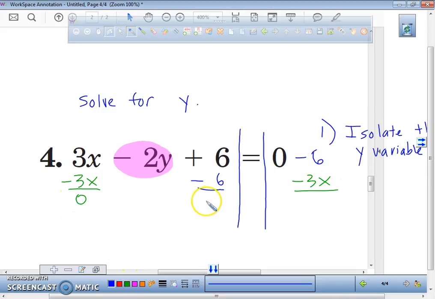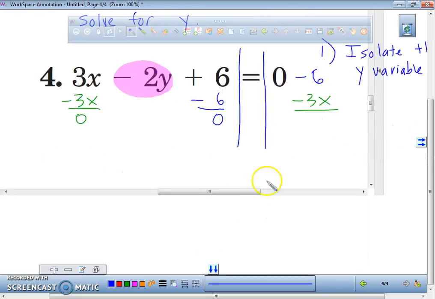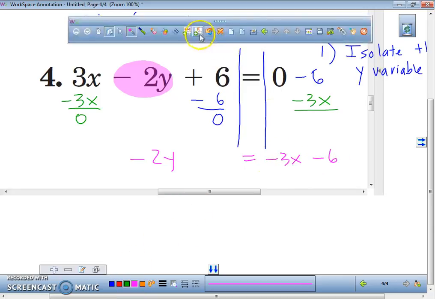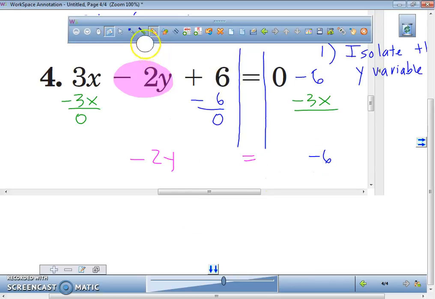That zeroes out. This zeroes out. Yes? Add 2y to the other side. You know what? I like that even better. Yes, you could do that, because it's probably even easier. So right here, what do we have? We have a negative 2y, equals a negative 3x minus 6.